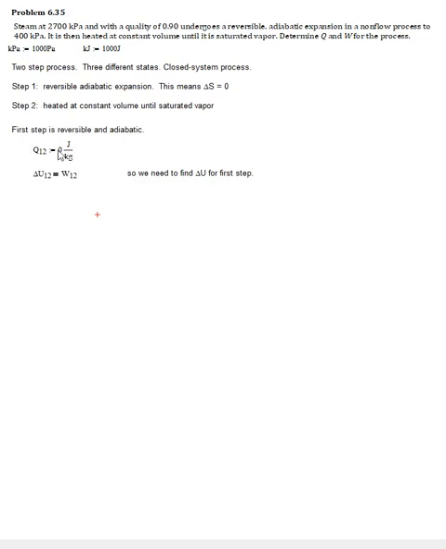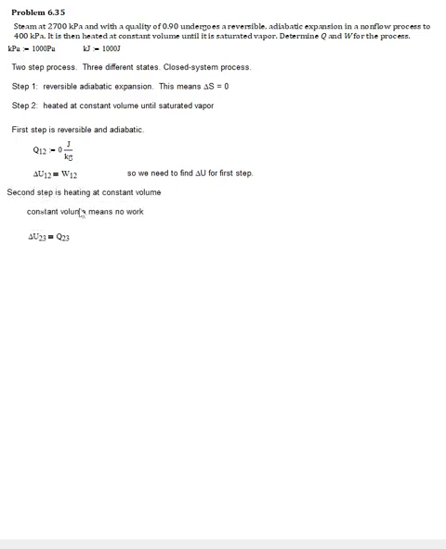We already mentioned it's reversible and adiabatic. If it's adiabatic, that means there's no heat transfer between our system and our surroundings. So this process is well insulated during that step. And so if we write our first law, that's just delta U is equal to Q plus W. Q is 0, and so delta U is just equal to W. And I've got 1, 2 for the state 1 to state 2. So what we need to do is find delta U for this first step. Then we go to the second step.